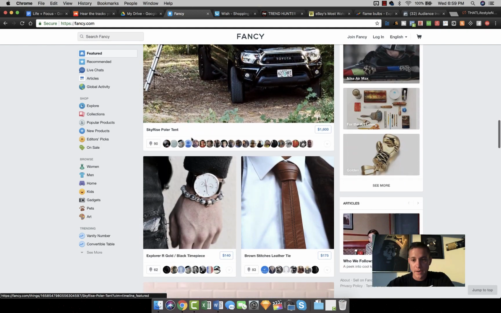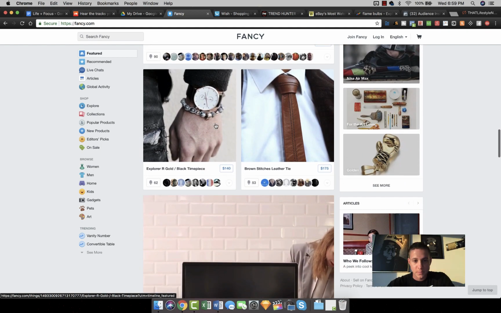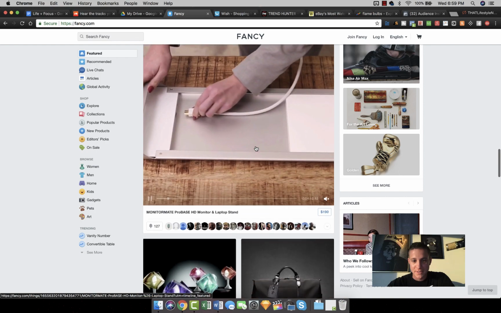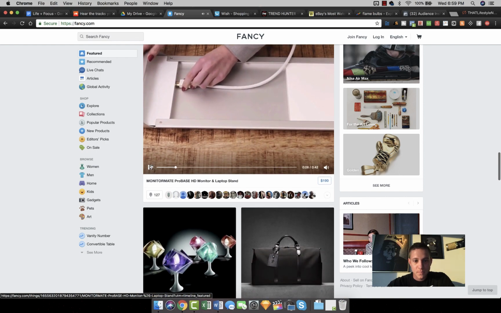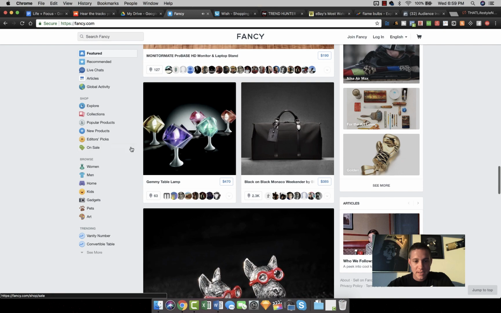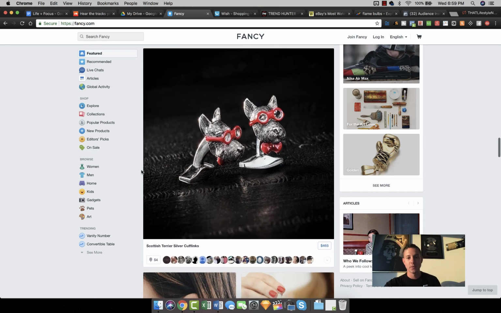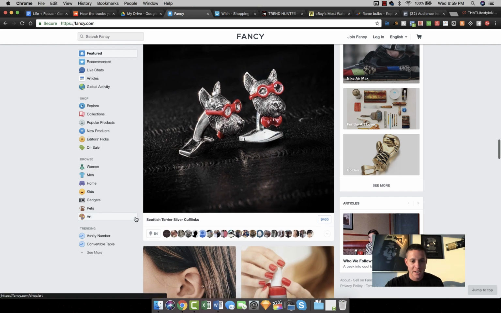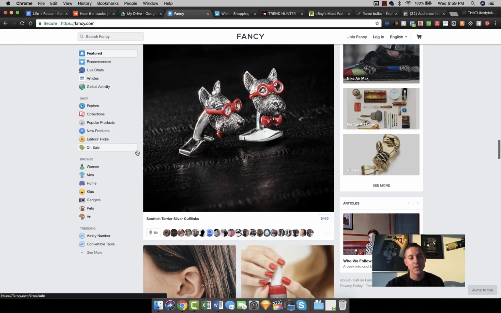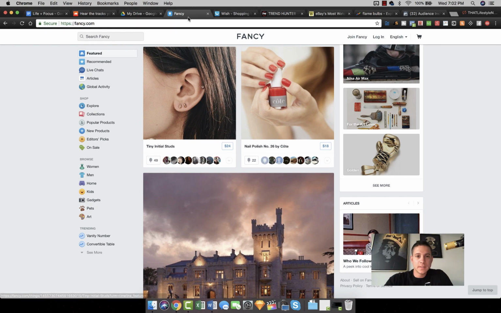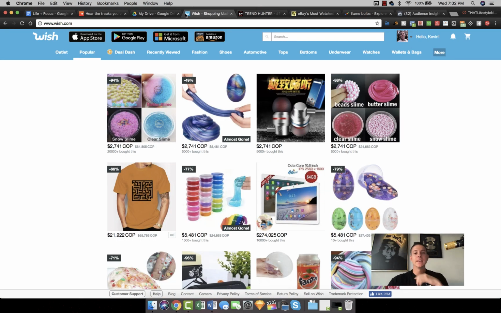And so there's a ton of stuff here. Golden for the art lover, explorer. They have watches, brown stitched leather tie. Right. Now you can connect HD laptop stand, Gemmy table lamp. These are pretty cool, kind of expensive, but definitely something that would be interesting to look at. Scottish Terriers cufflinks. These are great, right? This would be an example of something that I've personally never seen before from a, quote unquote, jewelry. And you can see a lot of the social proof here, which is great. So that's Fancy.